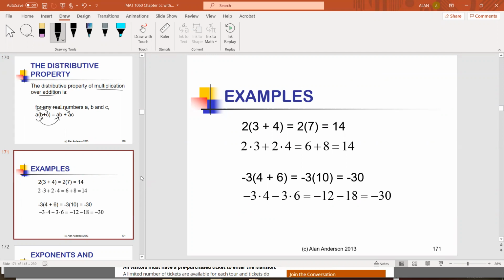Then we do the same thing here. We should evaluate this first to come up with -30, or use the distributive property. -3 times 4 is first, and then to that I add -3 times 6. That gives me -12 minus 18, and of course, it's the same thing.